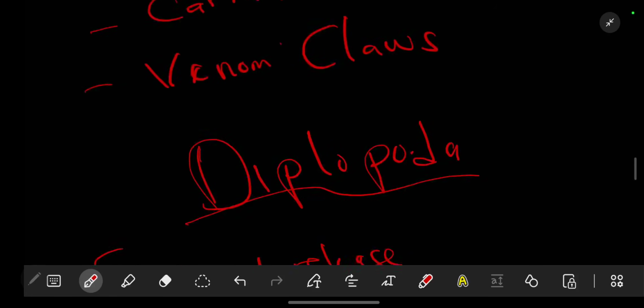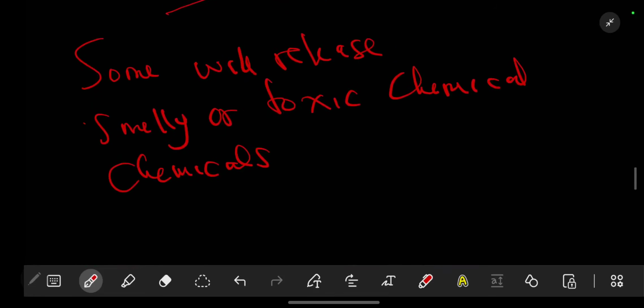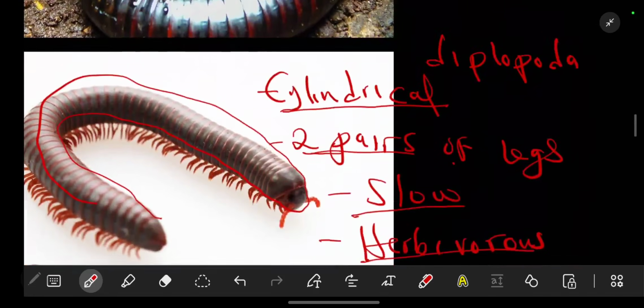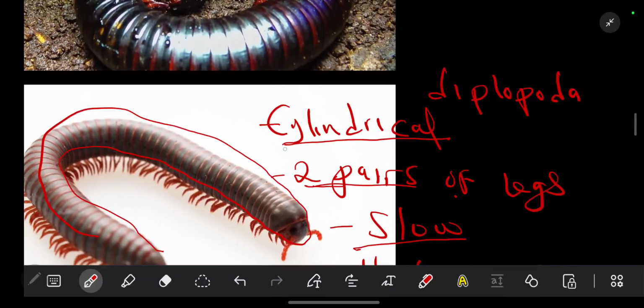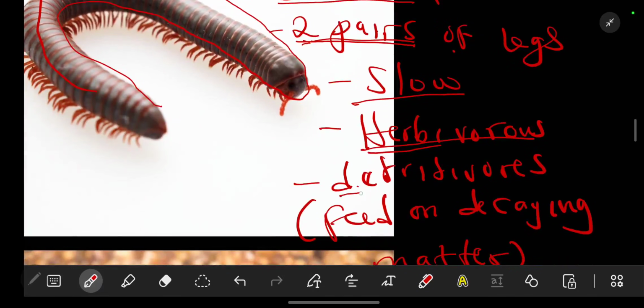So that is that about the diplopods and the chilopods. Remember the characteristics that we have talked about. Diplopods are cylindrical; they resemble a cylinder. They have two pairs of legs; di means two. They are slow. They are herbivores, which means they eat plants. They are detritivores, which means they feed on decaying matter.